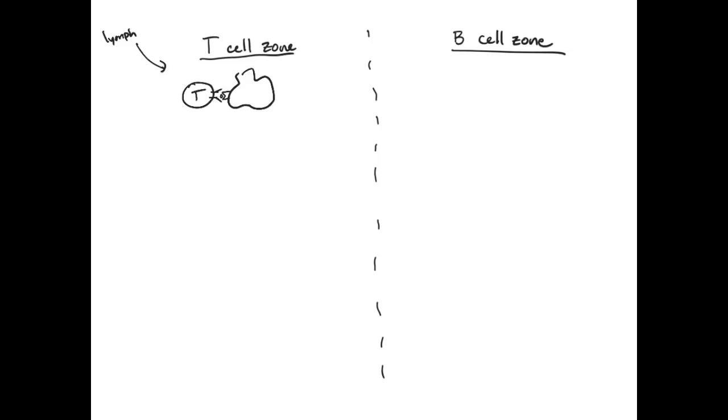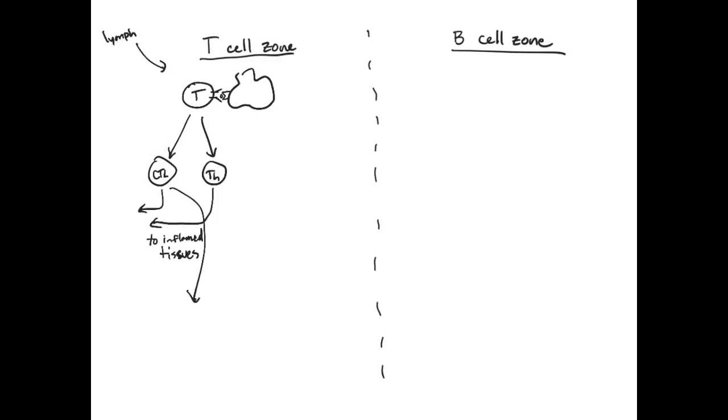T cells within the T cell zone that are activated by antigen can differentiate into cytotoxic T lymphocytes, or they can differentiate into T helper cells. And once they do that, many of these T cells actually will now migrate out of the lymph node into the blood, and they will migrate to tissue sites of infection. And there they will mediate their effector functions that we talked about previously.